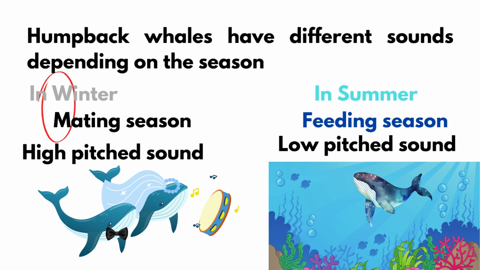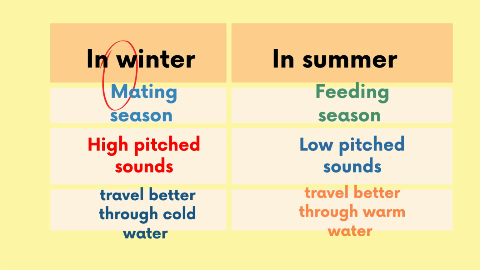So in winter, this is a mating season for the humpback whale, and they use high-pitched sounds, sharp voices, to communicate with each other. And why do they use high-pitched sounds in the winter season? Because high-pitched sounds travel better through cold water.